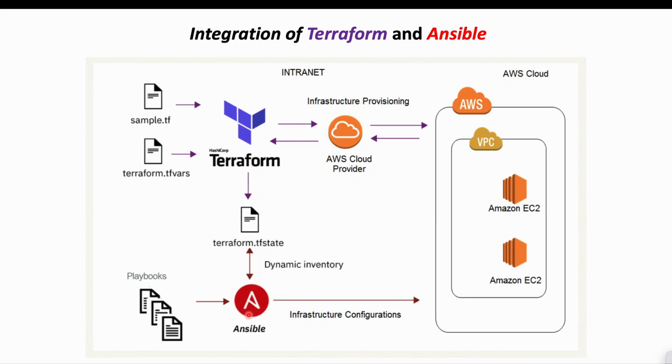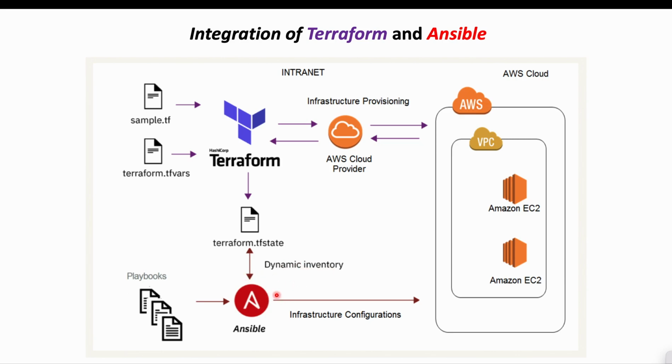Okay, it will connect the Ansible server and it will create the inventory dynamically. So in the inventory, it will fetch the information. It will fetch the public IP or public DNS of this EC2 machine, and then it will write into the inventory file. Okay, that will be used by the Ansible.